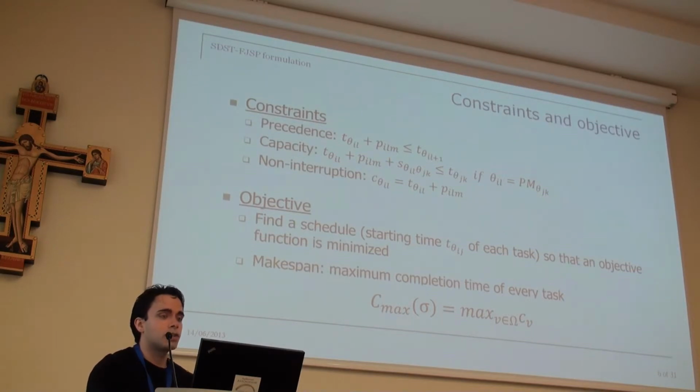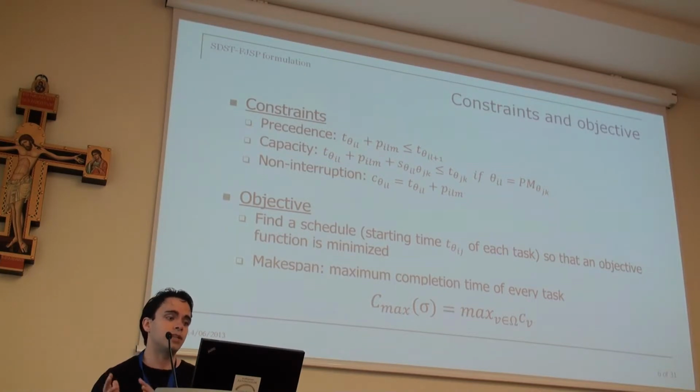These are the constraints of the problem in a more formal way. For example, we have the no preemption constraint, and that's when you are processing a task, that task cannot be interrupted until the task is finished. The objective is to find the starting time for each one of the tasks of the problem, so that the schedule is feasible, and we want to minimize the makespan. The makespan is the ending time of the last task to end.